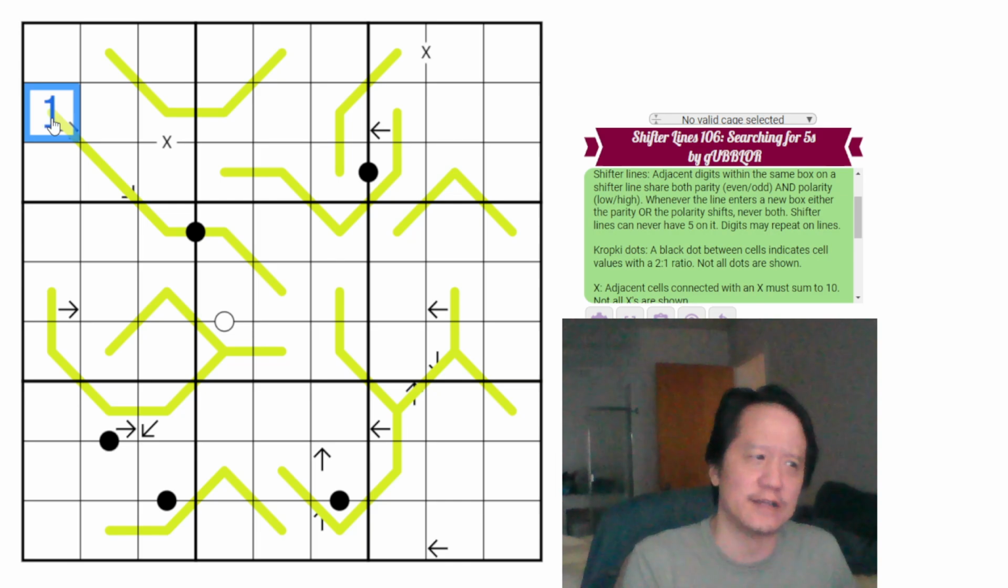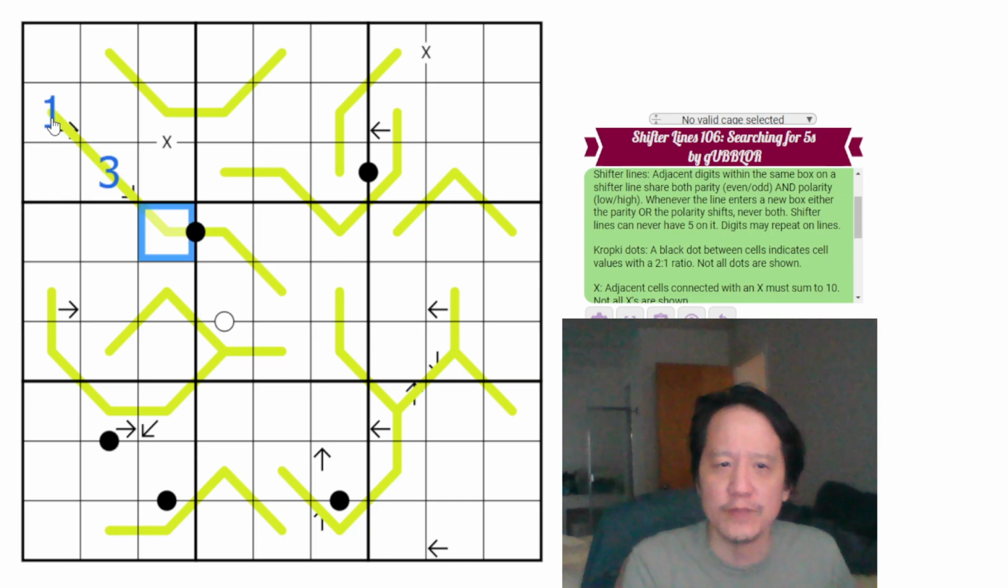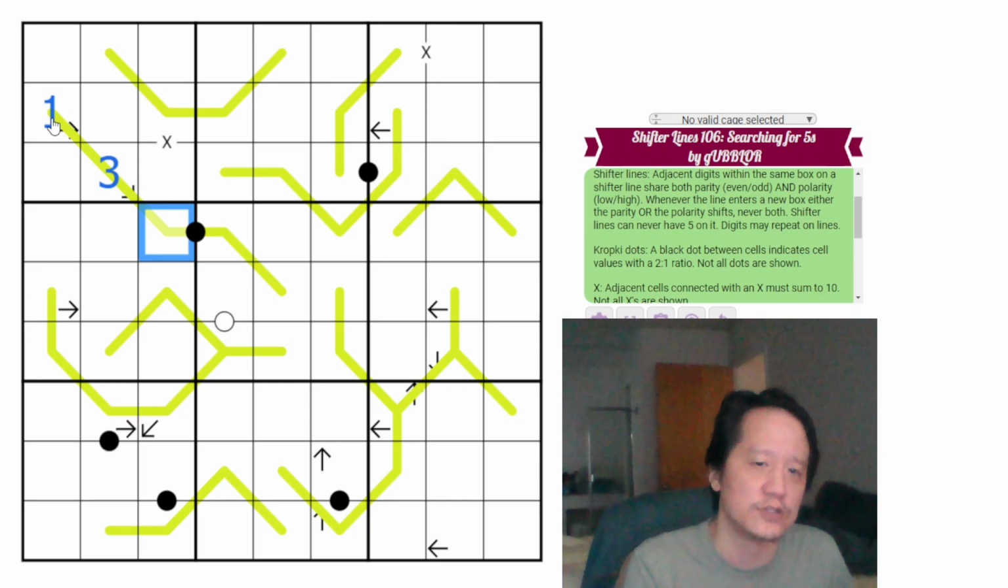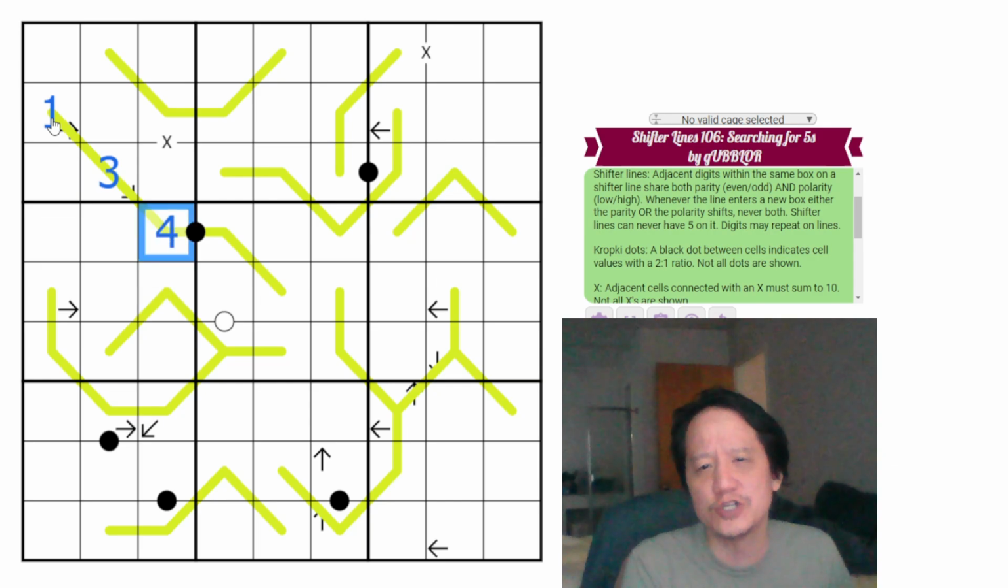So this would have to be, say, 1, 3. And then either the polarity or the parity switches, but not both. So this could be either shifting in parity, which would make it a 2 or 4, or it could shift the polarity, which would make it a 7 or a 9, but never more than that. Interesting. Shifter lines can never have a 5 on it. Digits may repeat on a line. So that means it has to be 1 through 4 polarity. So there's basically no 5s.